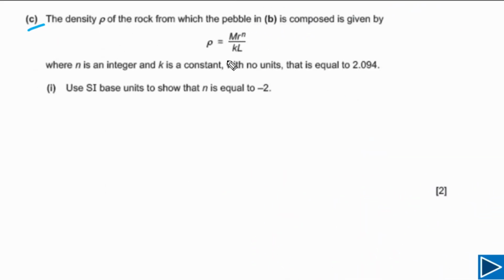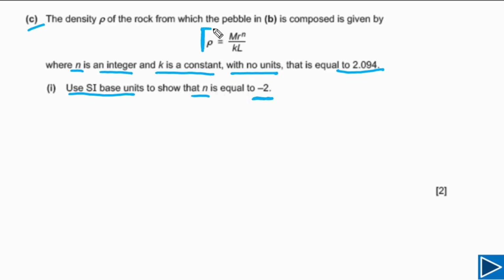For part C, it is given to us that density of the rock is equal to mass times R to the power of n divided by K times L. It is also given to us that n is an integer and K is a constant with no units, but you have to be very clear, some constants they have unit, but K is a constant and this constant has no units, and its magnitude is equal to 2.094. We need to use SI base units to show that n is equal to -2. How we can answer this question?